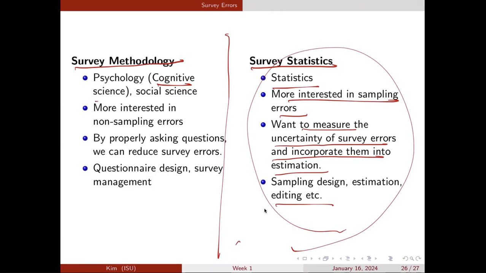Because we usually obtain measurement by asking questions. So how can we ask the right question, and the terms should be clearly understood by each other, something like that. By properly asking, this is more about how to reduce survey errors, measurement errors. But that's a different area.